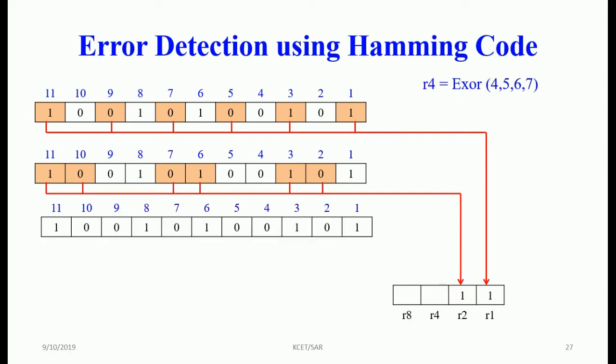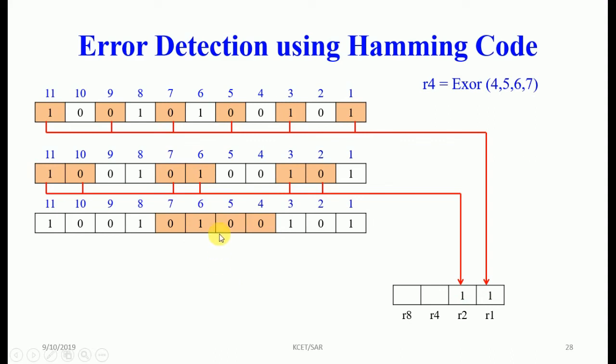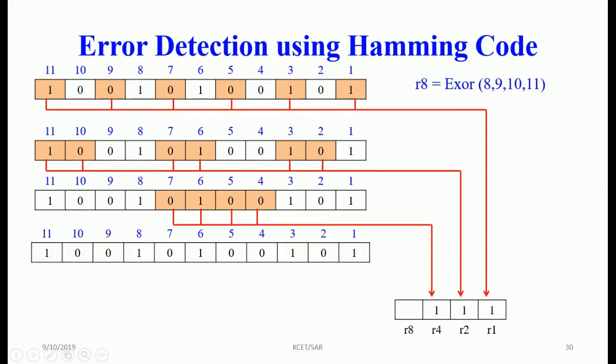As like that, we find the R4 value, XOR of 4, 5, 6, 7. In this grouping, for 4, 5, 6, 7, the number of 1s becomes 1. That's why the R4 value is also 1. Next, we find the R8 value. We perform the XOR of 8, 9, 10, 11. Here the number of 1s becomes 2. This is an even number. That's why the R8 value becomes 0.